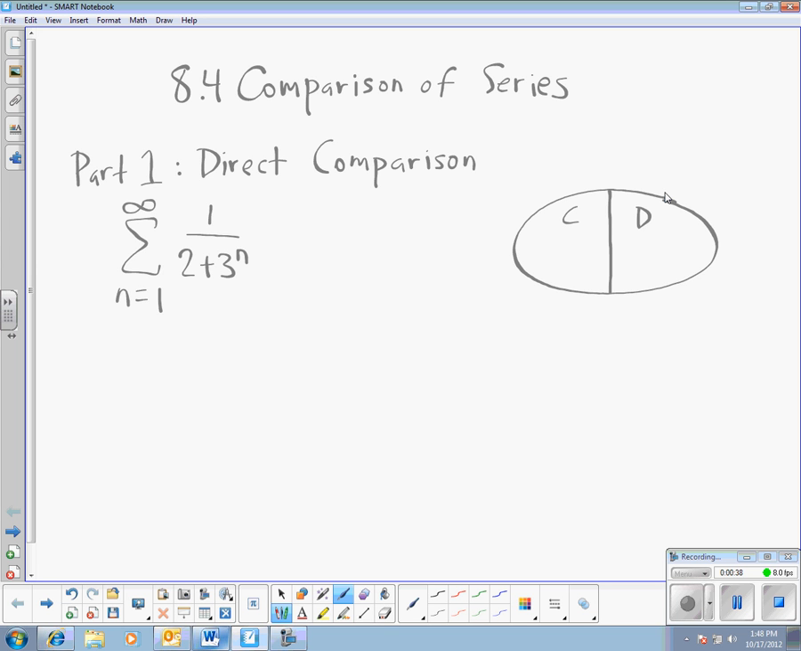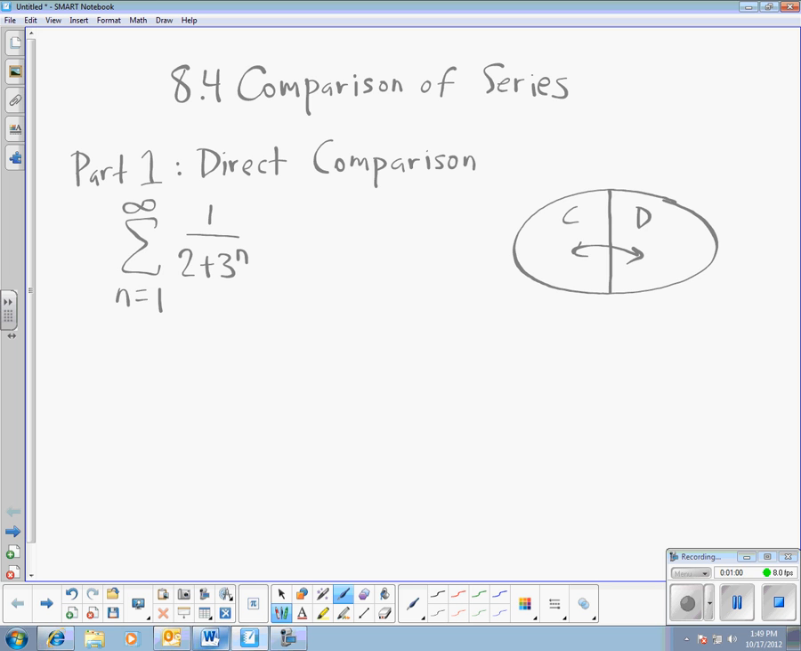And we are going to learn not really a new test today. It's kind of a new test. But basically, this one is going to allow us to really expand the number of series that we are able to sort into one of these two sides. So I'm going to start with an example, 1 over 2 plus 3 to the nth.